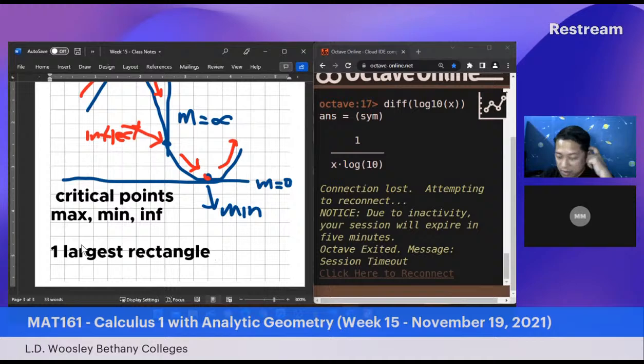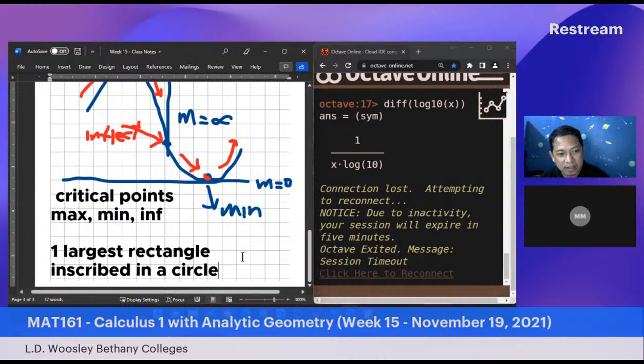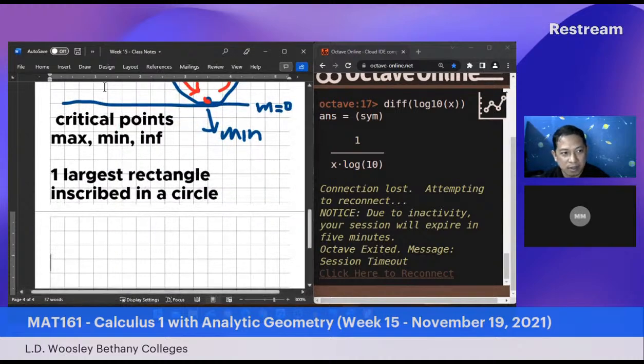It's found already in the notes, which I will be uploading. Rectangle inscribed in a circle. So, there is supposedly a largest rectangle inside a circle.